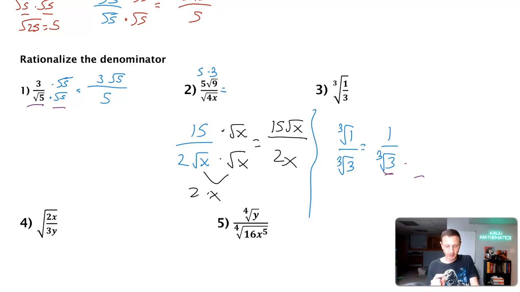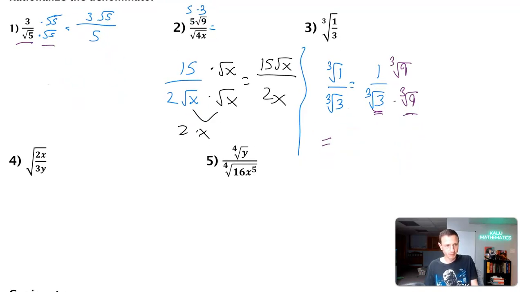And I have 3. So what do I have to multiply by? I have to multiply by the cube root of 9, because 9 times 3 is 27. The cube root of 27 is 3. So I'm going to multiply top and bottom by the cube root of 9. I know I'm pretty close to my camera here. Let me move this up.